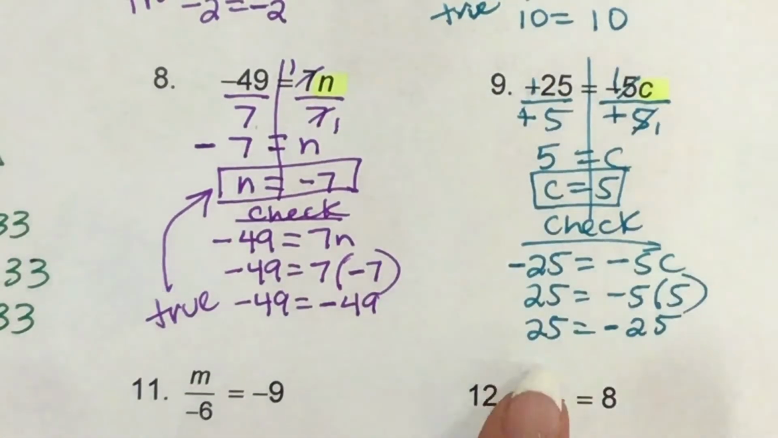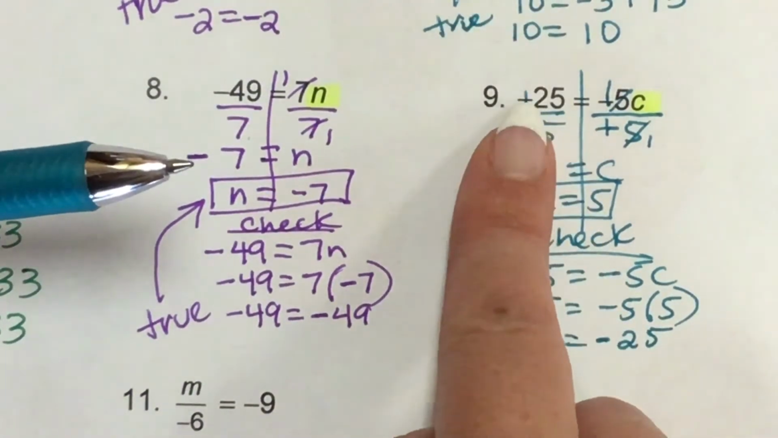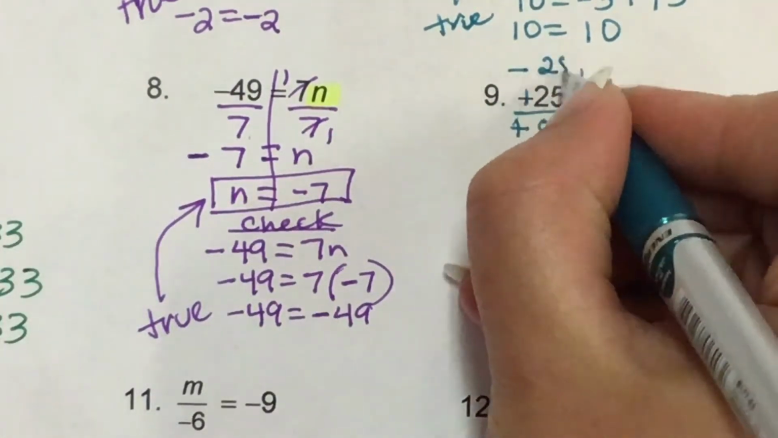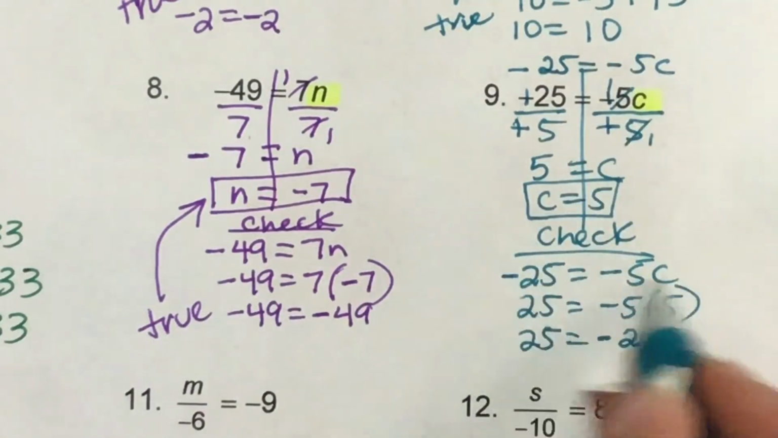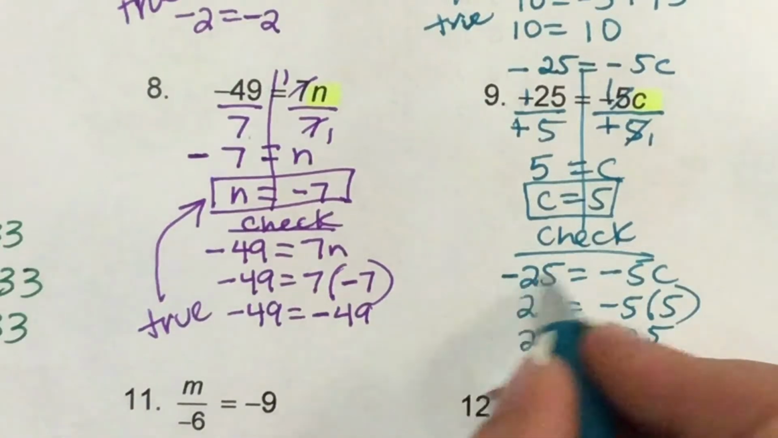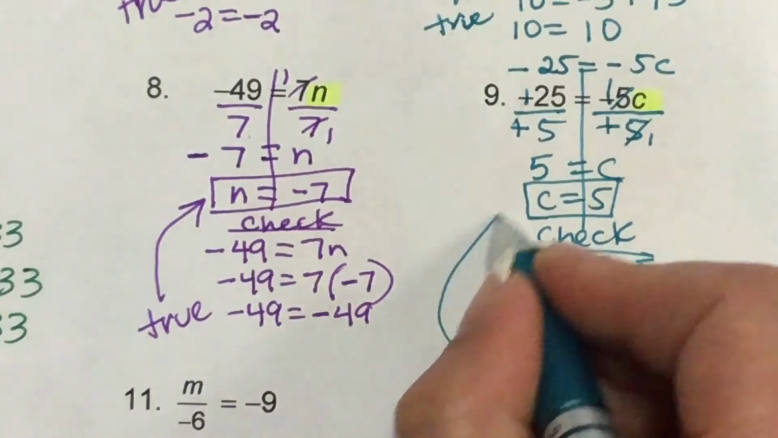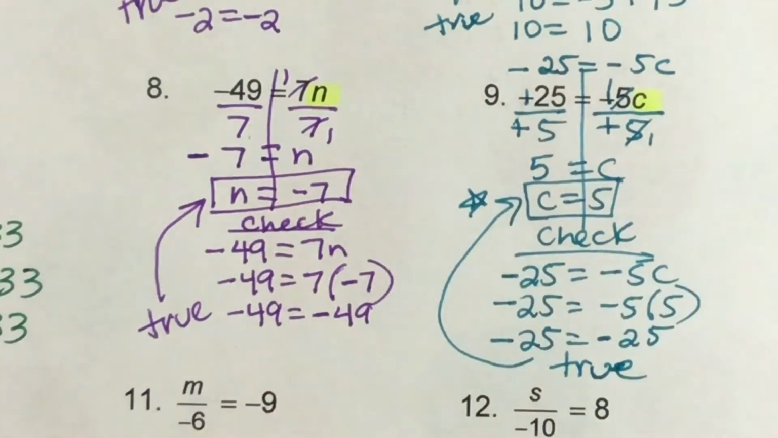So I know that I didn't get the right answer on my check, so something went wrong. And the thing that went wrong wasn't my math. It was the fact that I didn't write down my original equation. And the original equation, before I started making marks on it, was negative 25 equals negative 5c. So that's what I needed to write here. And so when I write negative 25, negative 25, I see that it actually is a true statement. And the answer that we have here, c equals 5, is the correct answer to our original equation.